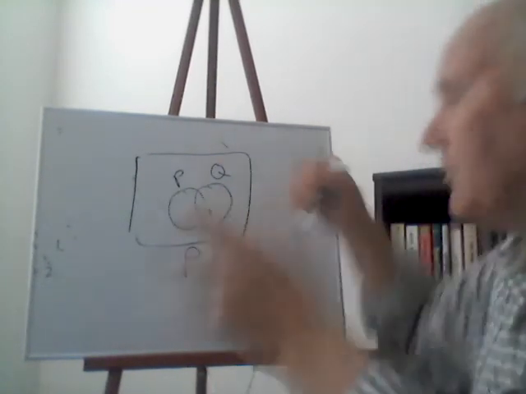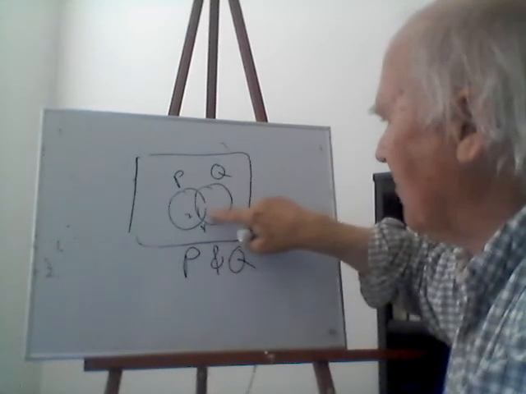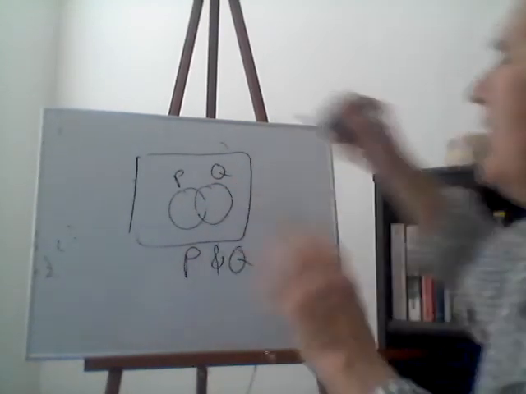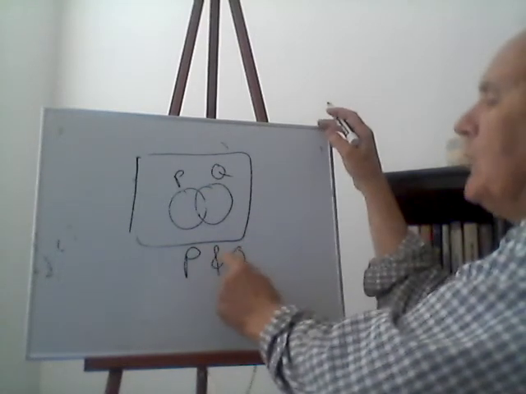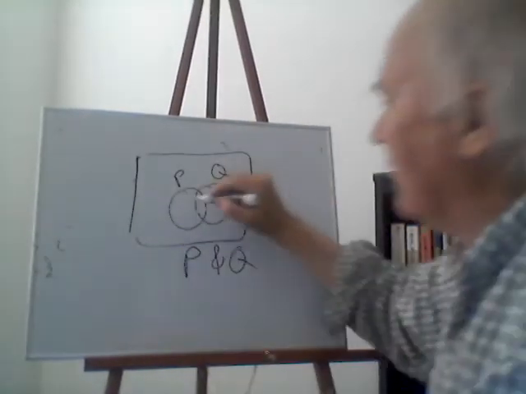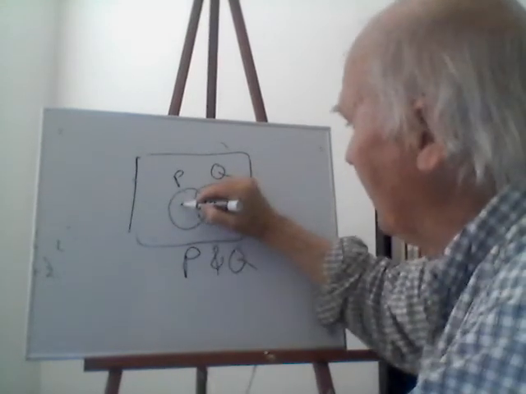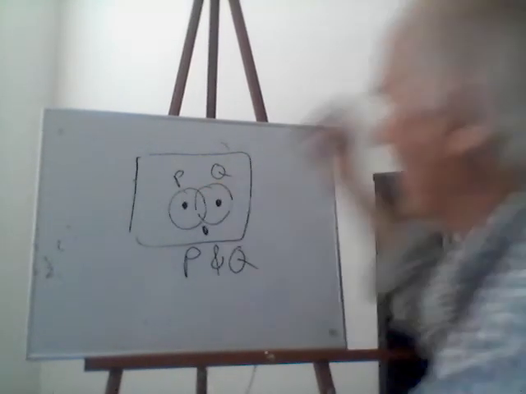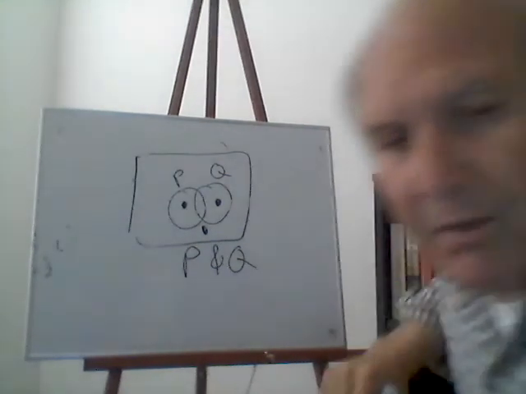These sections correspond to the truth table, which I'll talk about in the next lecture. But anyway, the point is this. P and Q is true only for this section. It's false for all the other sections. So since it's false for those sections, I'll put a little darkened circle. So that's a diagram. That's how you diagram P and Q.